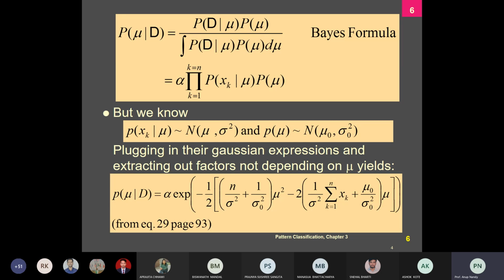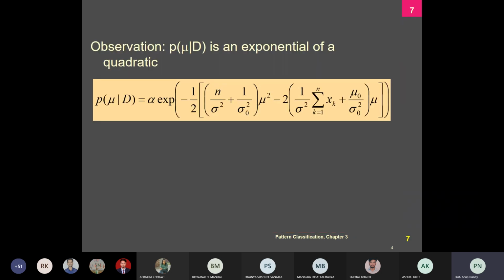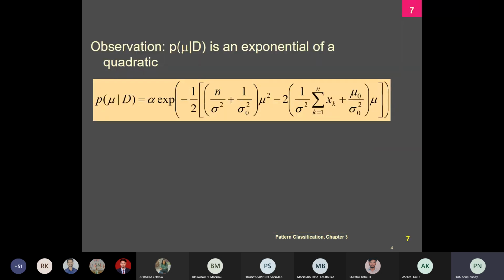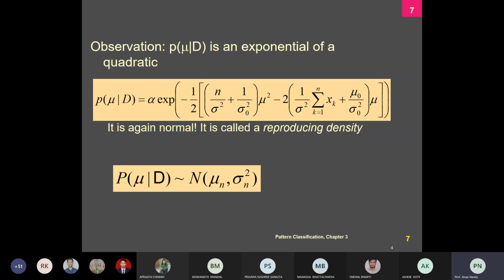I'm just skipping it because it is not required. The main thing is how we are going to estimate it. So estimation is important, I mean the steps are important, so it will come up automatically. Now P(mu) is an exponential of a quadratic term. Then you can simply have P(mu given D), so it is alpha times exp of this term that has already been written over here. Next, it is again a normal. Now it is called the reproducing density.